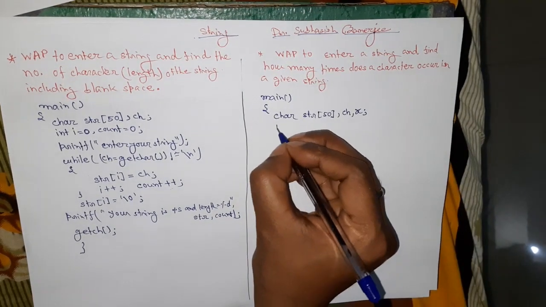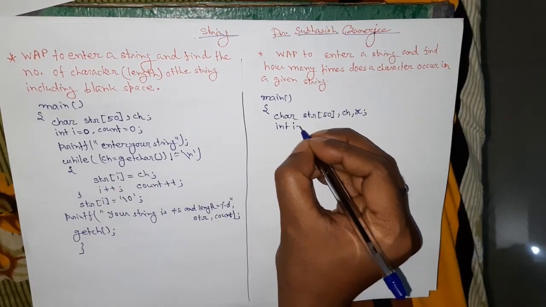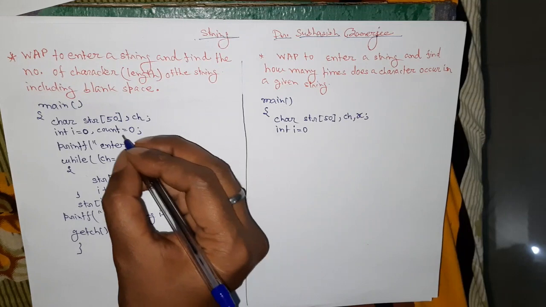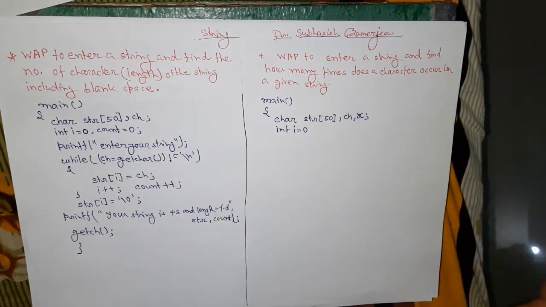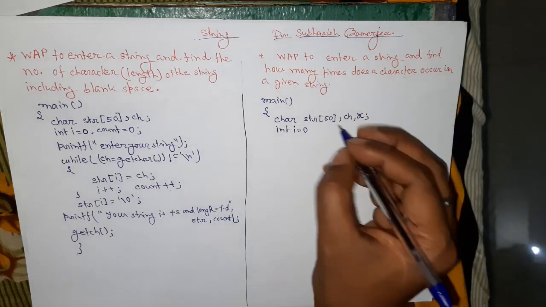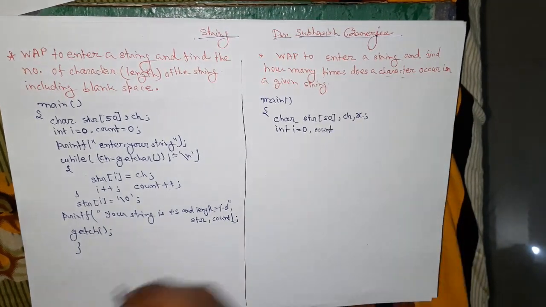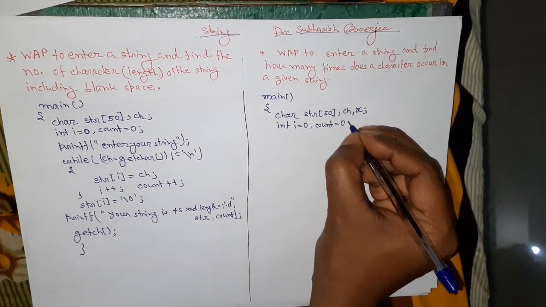Now, for iteration purposes, as in the previous case, we have used this i. Let's have i equals 0. But here we do not need the length count, because we are counting how many times a single character occurs in the given string. So let's have it as count, which will also be initialized to 0.